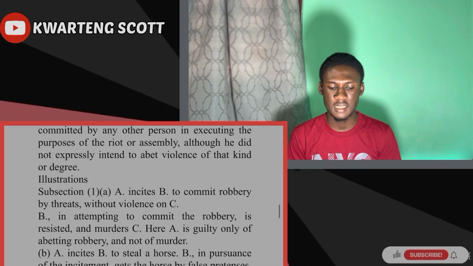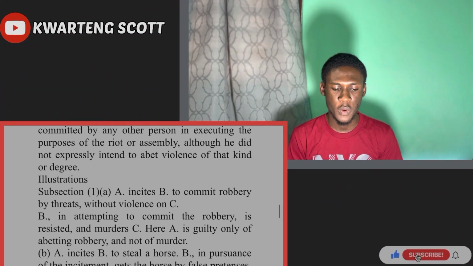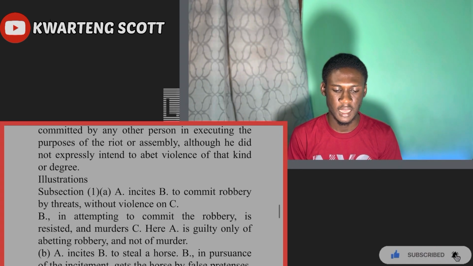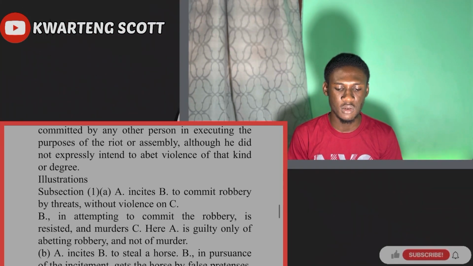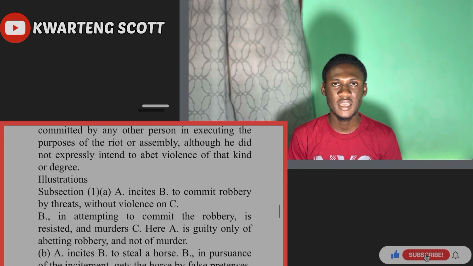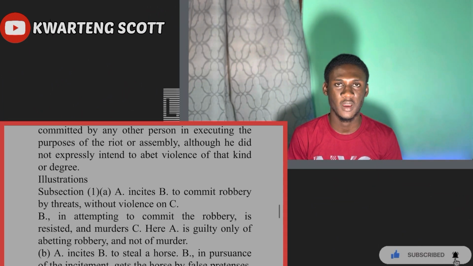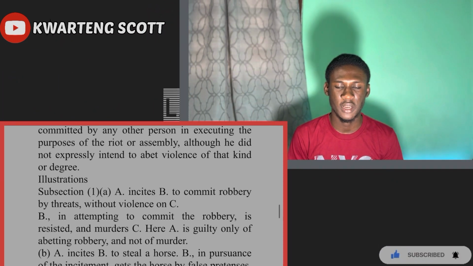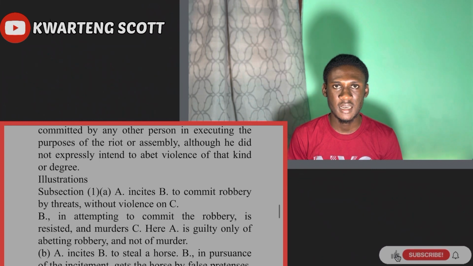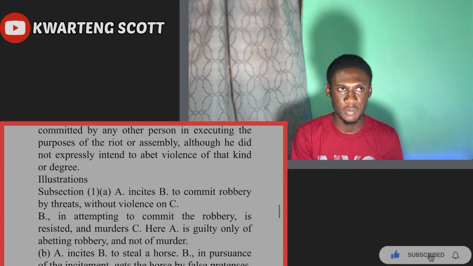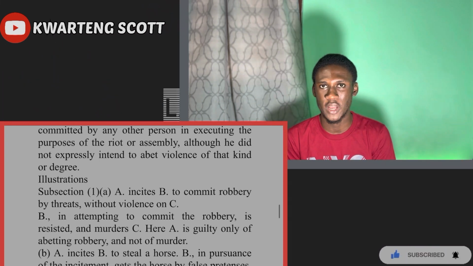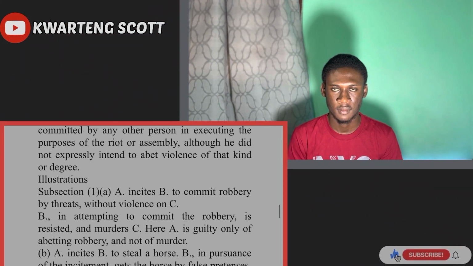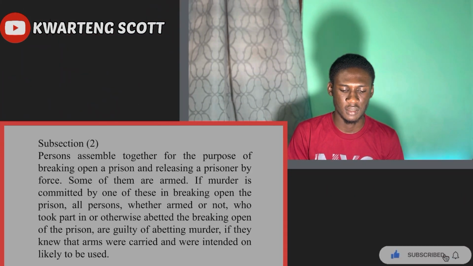But in, let's say, scenario A, B, where we have A, B, and then C party, and then A incites B to steal a horse, and B, in pursuance of the incitement, gets the horse by false pretense. Here, A is guilty of abetting the crime B has committed, in that the abetment or the agreement is equivalent to the end result. You understand? Let's go to subsection 2.